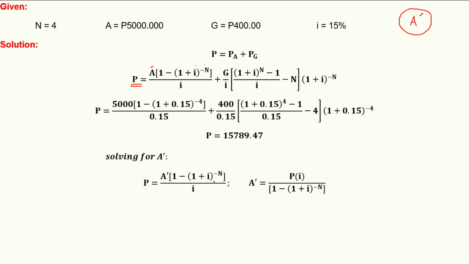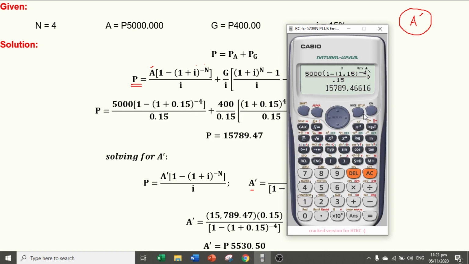Okay? So, substitute natin yung value dito para makuha natin si A prime. A prime is equal to 15,789.47 times 0.15 over 1 minus 1 plus I, which is 0.15, raised to negative 4, close parenthesis. Therefore, A prime natin ay 5,530.5. So, kapag kinonvert natin into ordinary annuity, ang huhulugan mo sa loan ay 5,530.5.